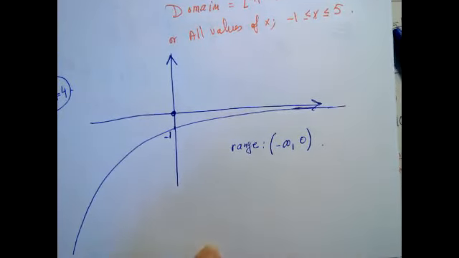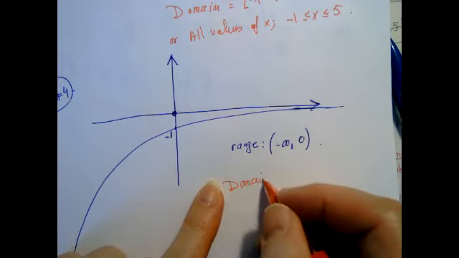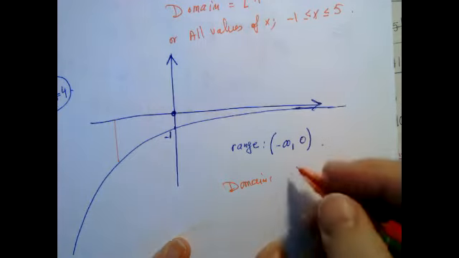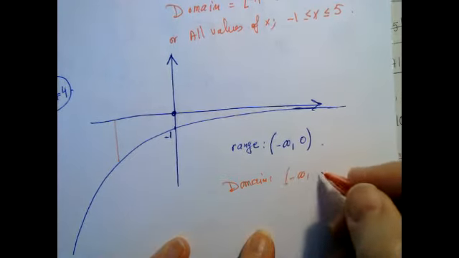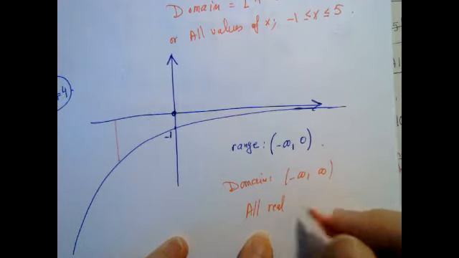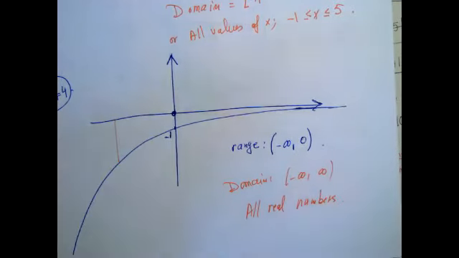Okay, stay with me. What's the domain? The domain is negative infinity to infinity. Exactly. You give me an input, I give you the output. No question asked. So negative infinity to plus infinity, or real numbers. Either way of writing will be totally acceptable.